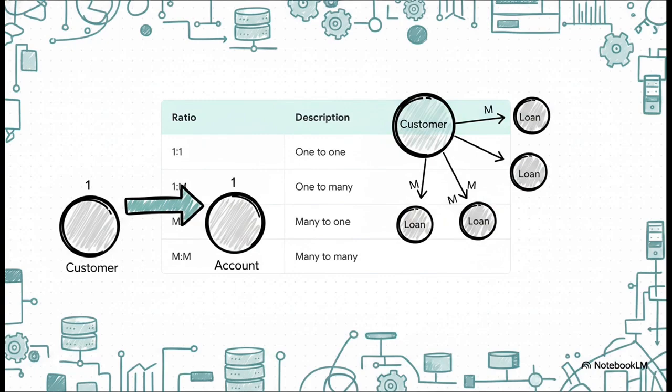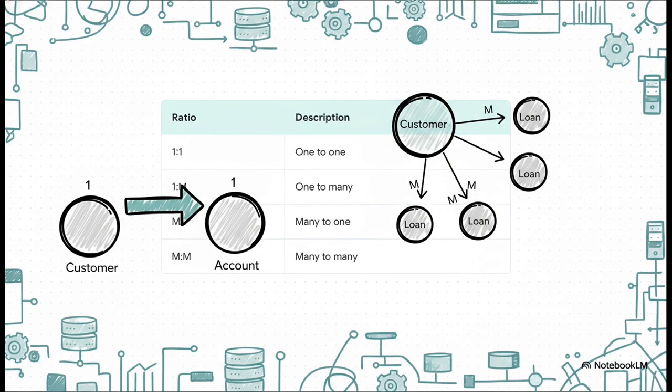Now, how does this translate into real-world constraints? Through mapping cardinalities. We use these to dictate the exact number of entities that can be associated with another. So, if a customer can only ever have one account, that's a strict one-to-one relationship.